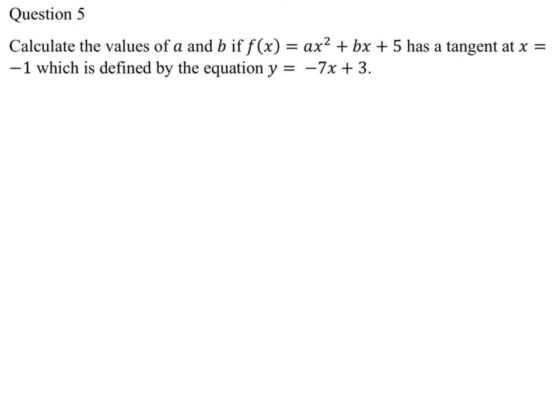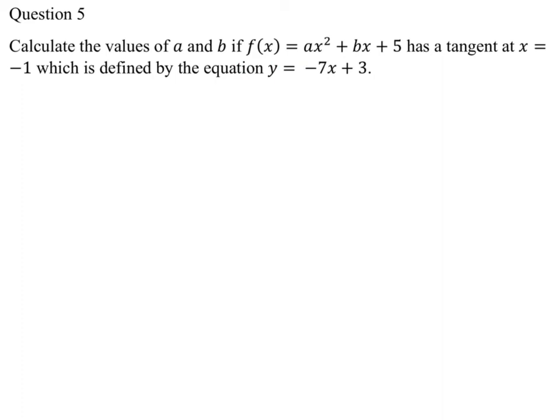The question here is to calculate the values of a and b. We know this is a quadratic function with a tangent at x equals -1, and the equation of the tangent is given as y equals -7x plus 3. The question is to find the values of a and b, or in other words, to find the function.